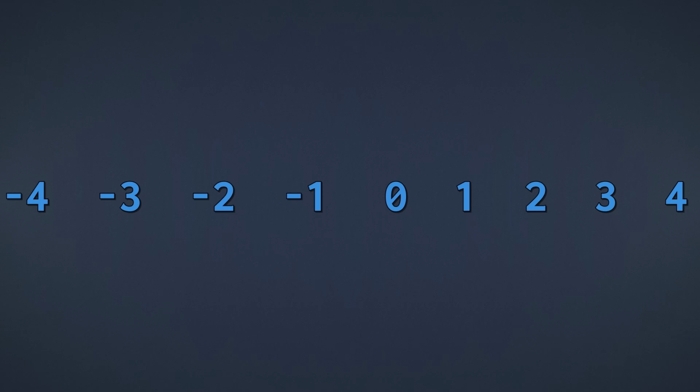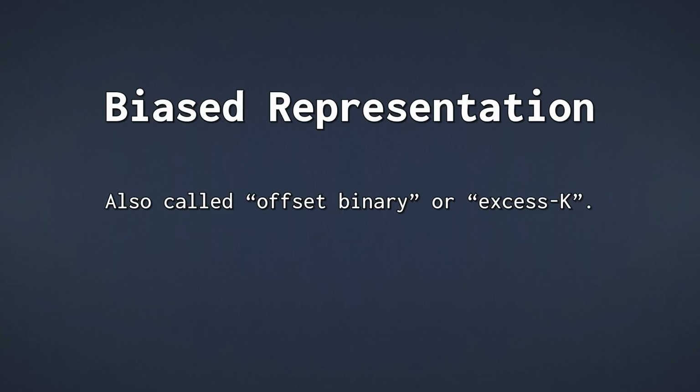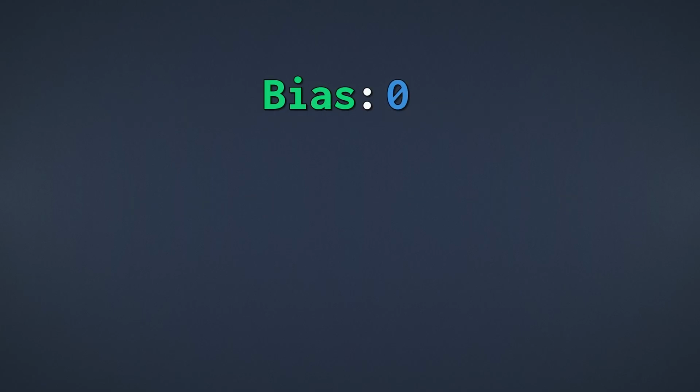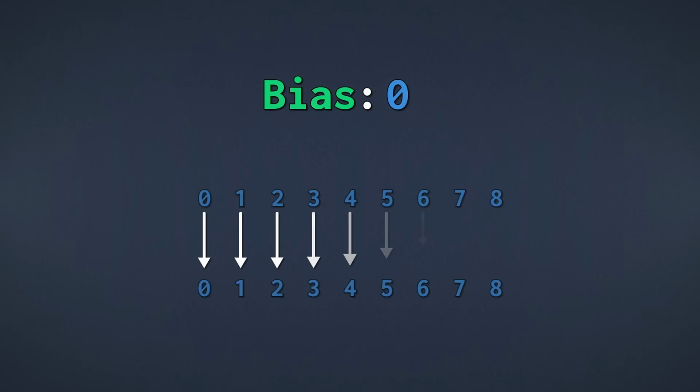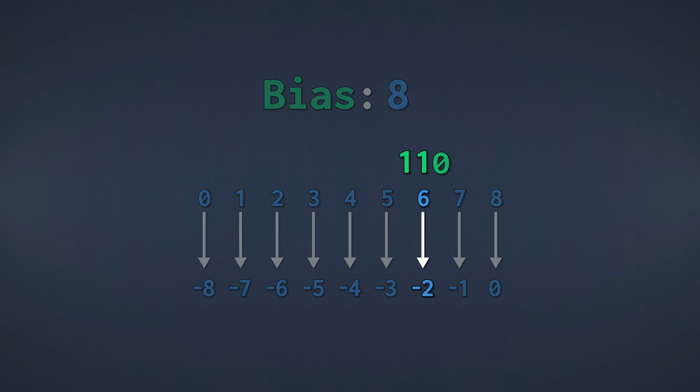No extra steps needed. Another way to represent negative numbers is biased representation. We define an arbitrary bias, which is just a number we use to offset our number line. Let's take a bias of 8, for example. The top numbers are what we're actually storing in binary. The bottom numbers are what we want them to represent. So when we want to represent a -2, we actually represent a 6.